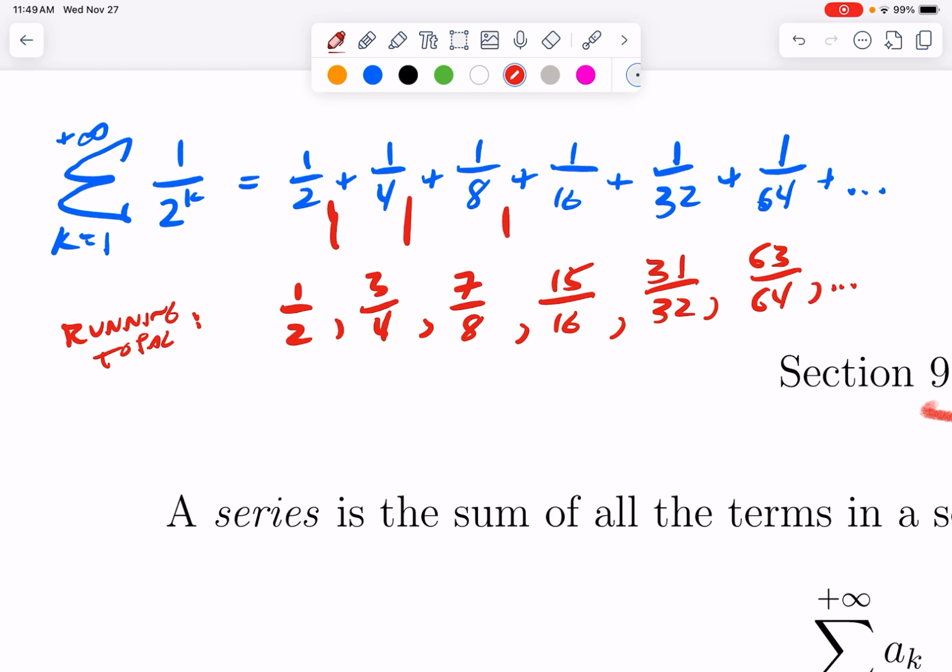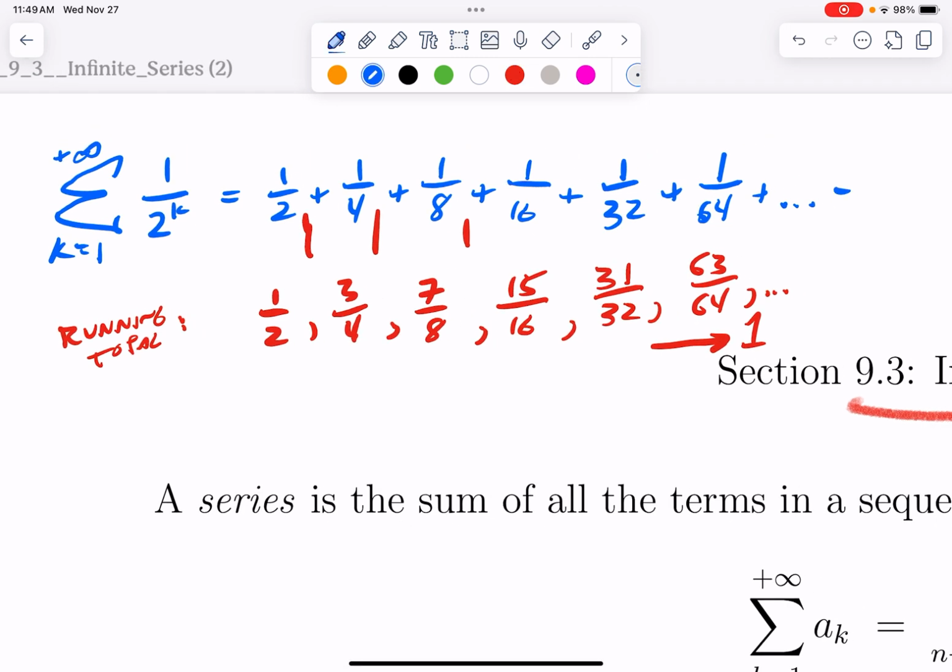So now, what I'm actually focusing on is just this sequence of numbers. I don't really need to think about where they came from. I don't really need to think about addition. I'm just looking at 1/2, 3/4, 7/8, 15/16, 31/32. And I'm noticing that they're getting closer and closer to 1. So we're going to take that as the definition of what we actually mean to add these things together. It is the limit of those running totals. Those running totals are more formally called partial sums.